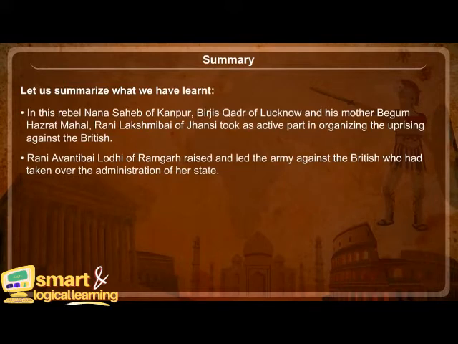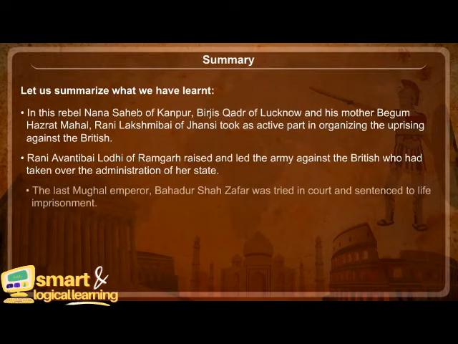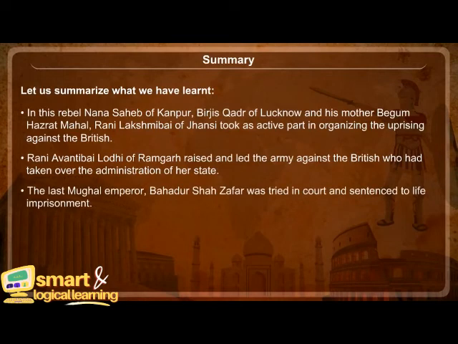Rani Avantibai Lodhi of Ramgarh raised and led an army against the British, who had taken over the administration of her state. The last Mughal emperor, Bahadur Shah Zafar, was tried in court and sentenced to life imprisonment.